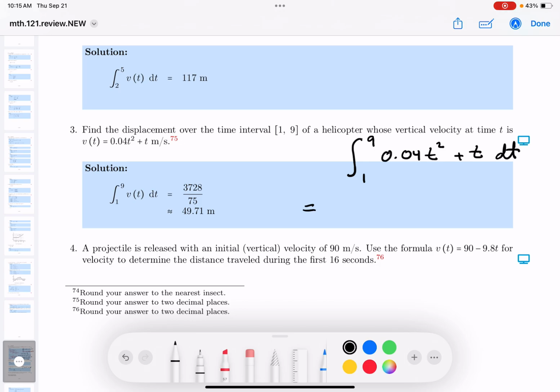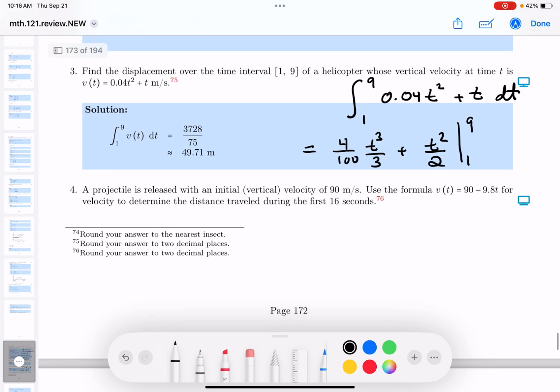Now, if this is an exam question, that's the first thing I would be looking for, is a student able to write that down. The next thing I look for, could they integrate that? And I'm going to write it down as it's really 4 over 100. I prefer the ratio of integers, but it's still the same thing as 0.04. And then it's going to be t cubed over 3, and then plus t squared over 2. The limits of integration go from 1 to 9.